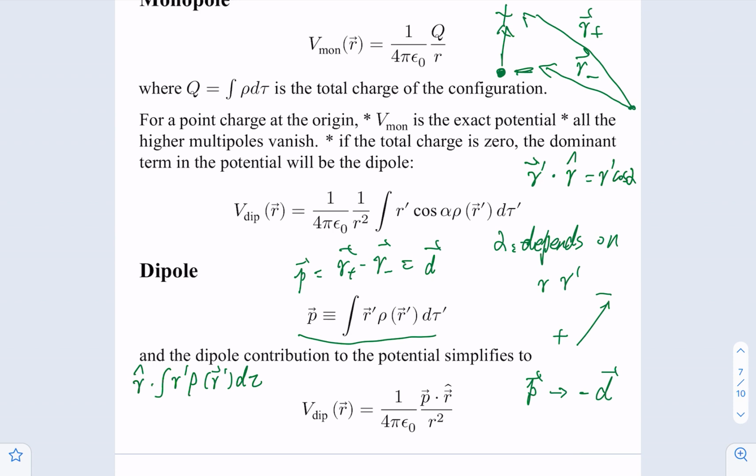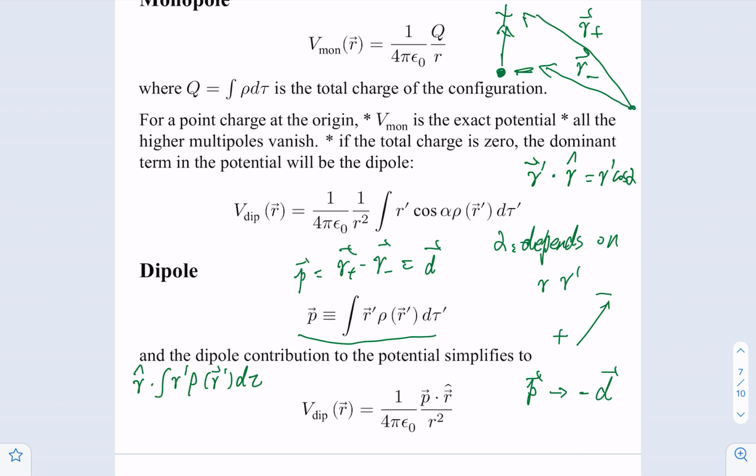And now we can define this r prime integral as the dipole moment p, and then the dipole potential is also simplified to be the term over here. We see that here the dipole moment potential is an analogy to this monopole moment potential.